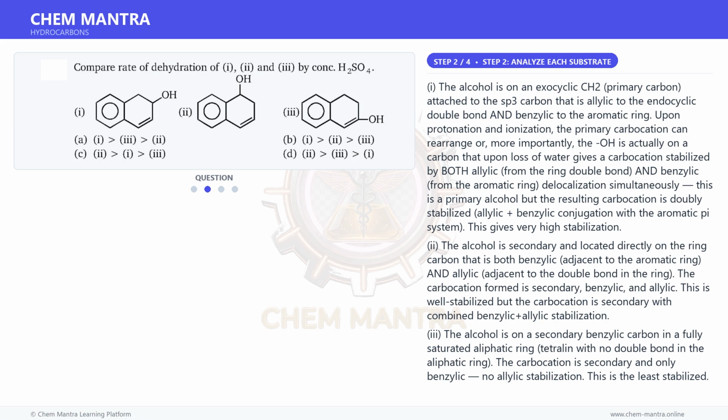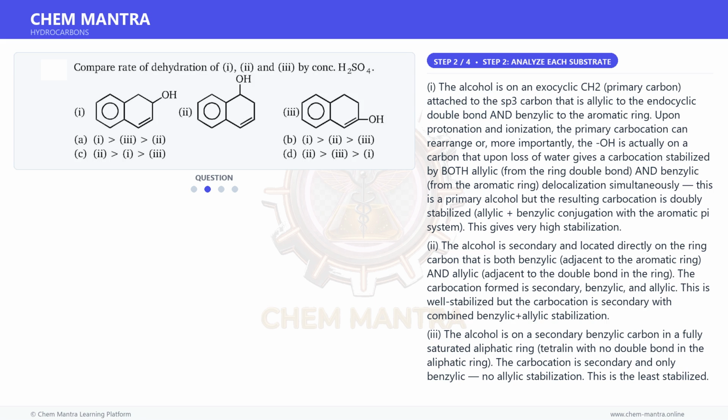2. The alcohol is secondary and located directly on the ring carbon that is both benzylic, adjacent to the aromatic ring, and allylic, adjacent to the double bond in the ring. The carbocation formed is secondary, benzylic, and allylic. This is well stabilized, but the carbocation is secondary with combined benzylic plus allylic stabilization.